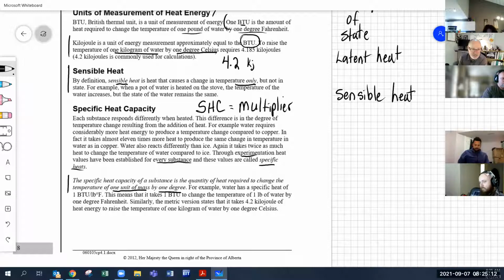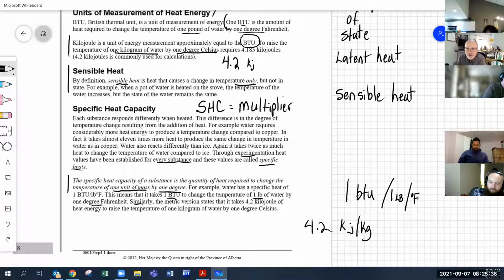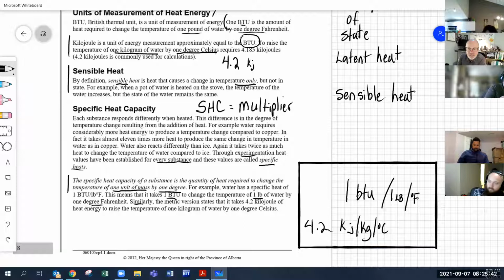What this means is that it takes 1 BTU per pound per degree Fahrenheit. That's what it says in here: 1 BTU to change 1 pound of water by 1 degree. Similarly, for metric, it takes 4.2 kilojoules per kilogram per degree Celsius. These are the specific heat capacities for water. This is our multiplier when we're changing the temperature of water.